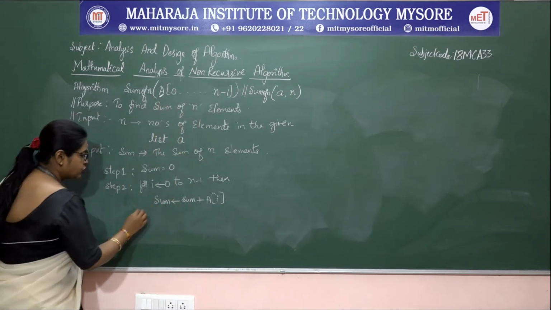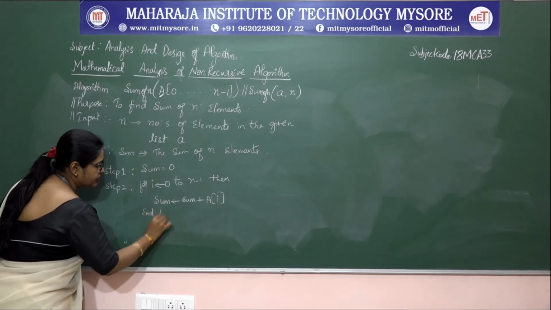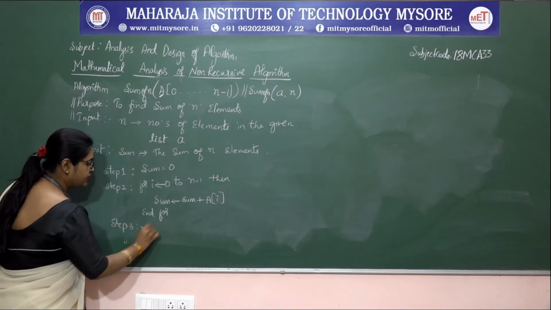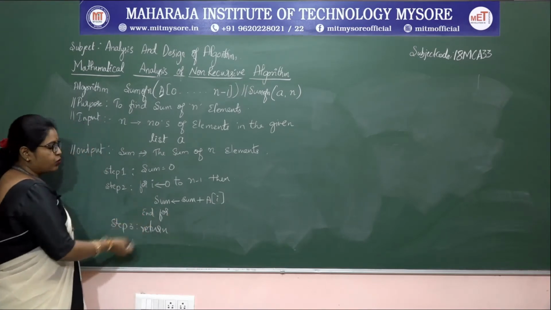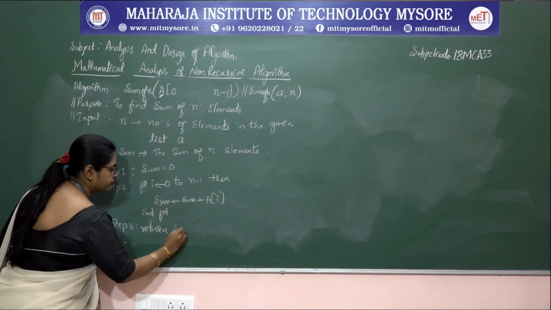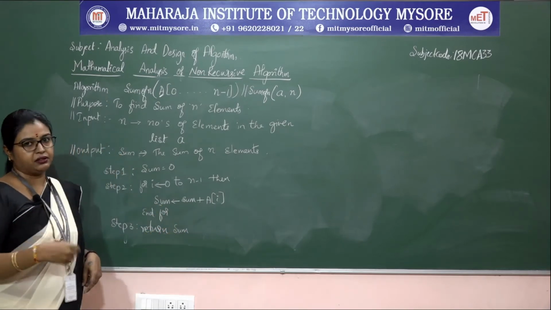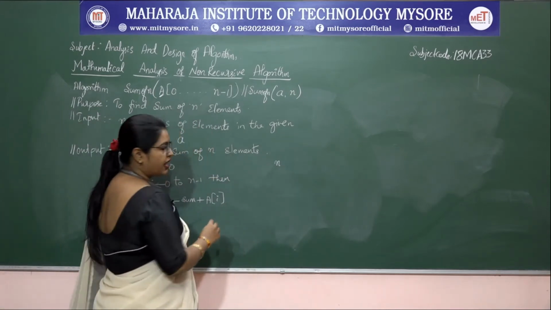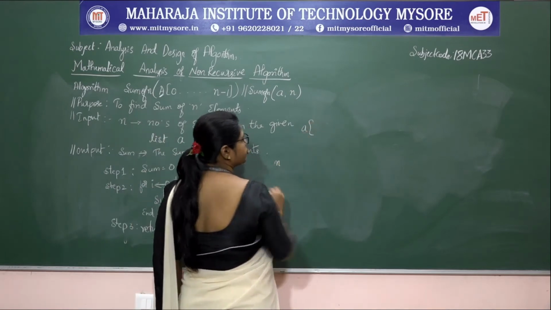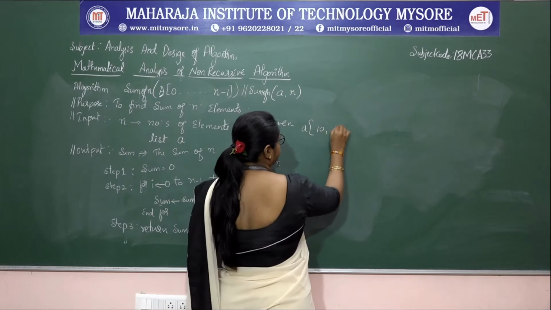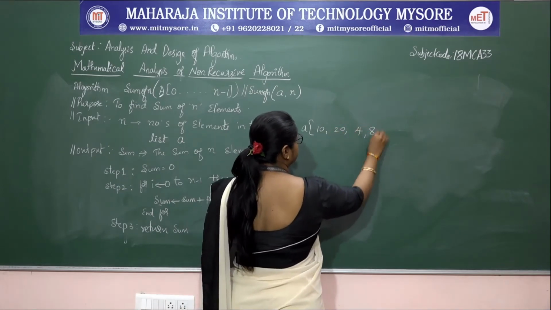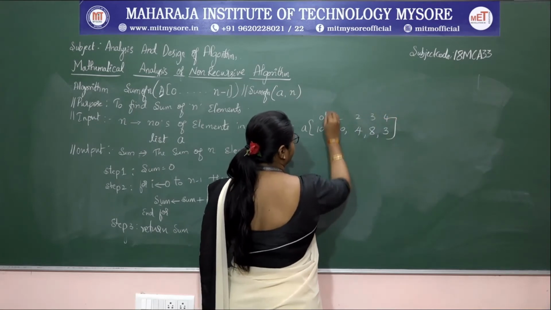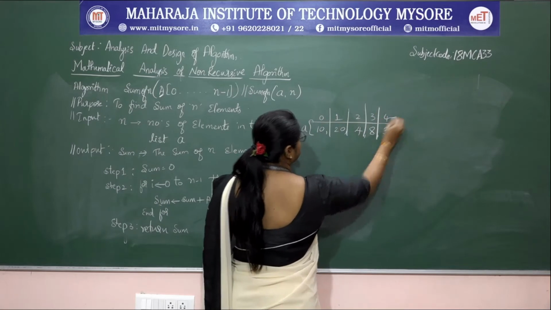Next, once it is completed, end for. Step 3 is to return that value. What is that value? The sum value. Sum has to be returned. So let us trace this. Take a simple value for n, and you need to have some array values like 10, 20, 4, 8, 3, with indices 0, 1, 2, 3 and 4.